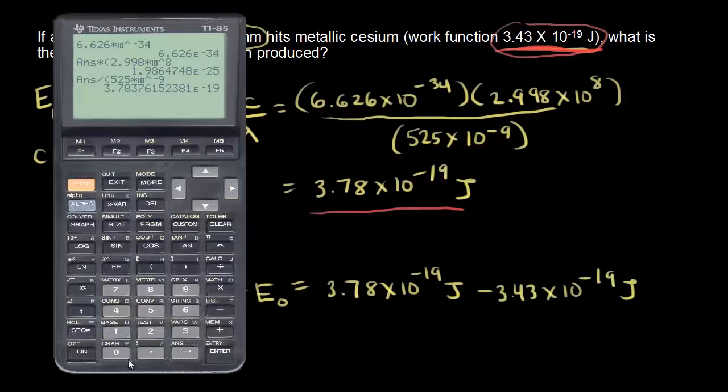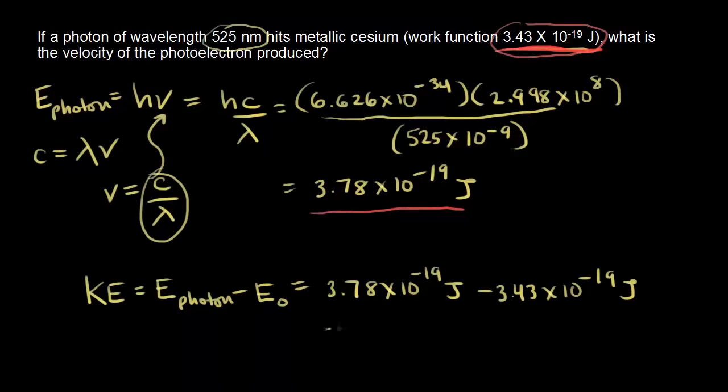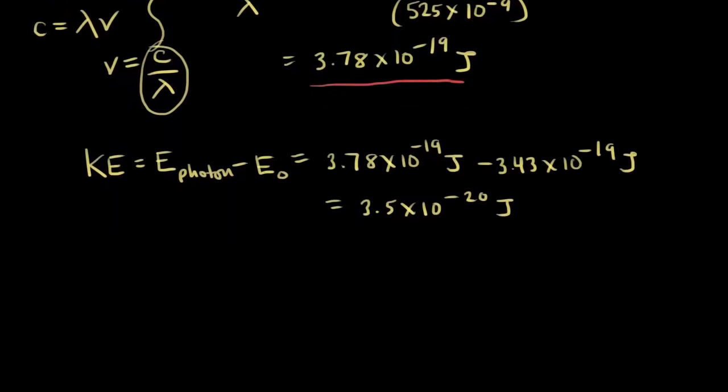So let's get out the calculator again. So from that, we're going to subtract the work function, 3.43 times 10 to the negative 19, and we get 3.5 times 10 to the negative 20. So let's go ahead and write that. This is equal to 3.5 times 10 to the negative 20 joules. This is equal to the kinetic energy of the photoelectron, and we know that kinetic energy is equal to 1/2 mv squared.